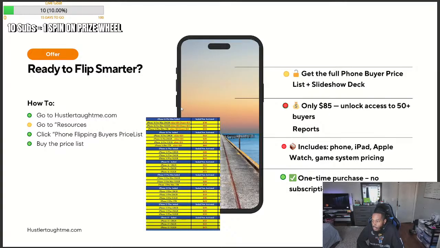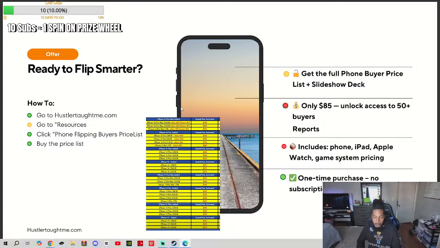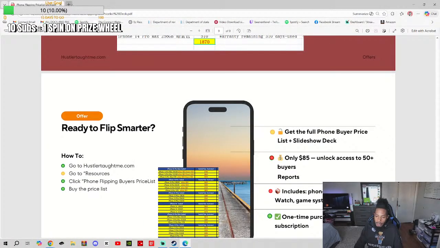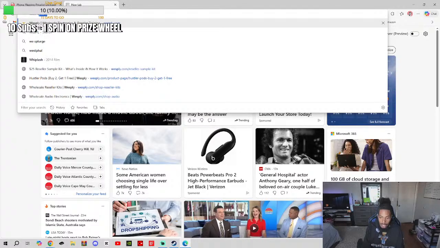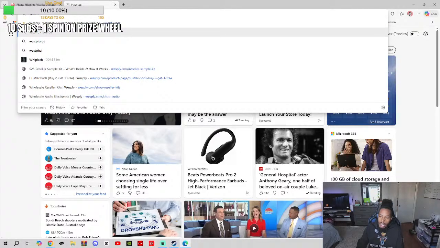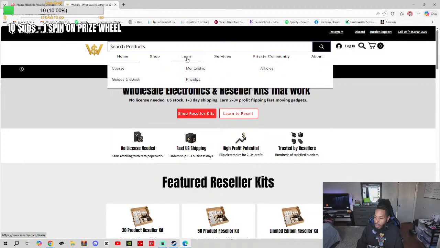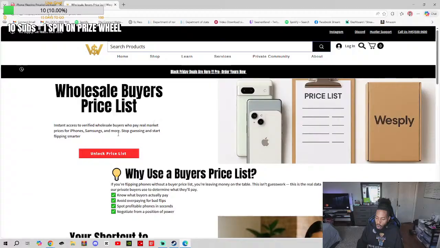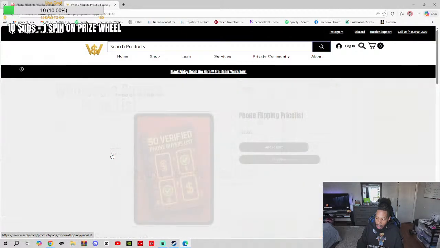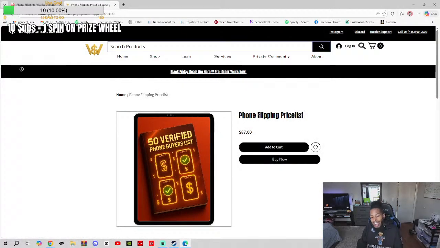All right. Now you get the full buyer's price list. You get everything that you need literally there. Let me just show you, matter of fact. Okay. You can just go to wesply.com. When you go there, you go over to Learn, go to Price List, and hit Unlock Price List. And then right here, okay, it's very, very simple. It's not hard, it's not complicated. It's $87 right now. We will have it at $100 moving forward next year.